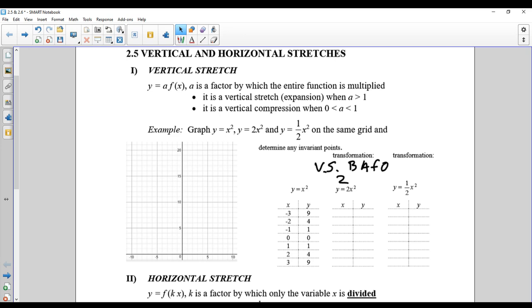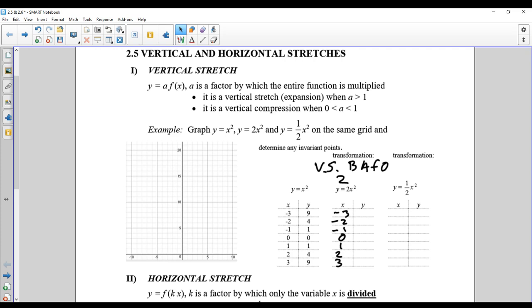Okay. Now, what does that do to your table? Well, if it's vertical, think back to when we were doing vertical translations. Which one do you think it's going to affect? Is it going to be the x or is it going to be the y? What do you think? Yes. I agree. And what that means is that we're going to leave those x values exactly as they are. I'm just going to repeat them. So minus 3, minus 2, minus 1, 0, 1, 2, and 3. Just put them back.